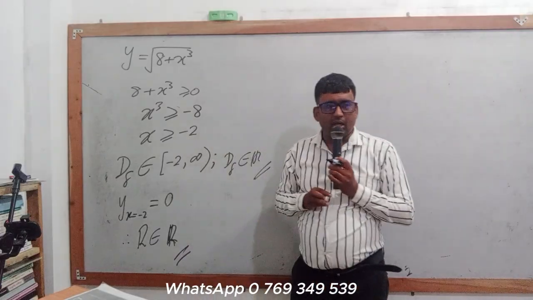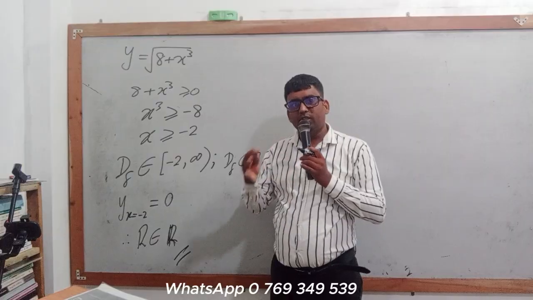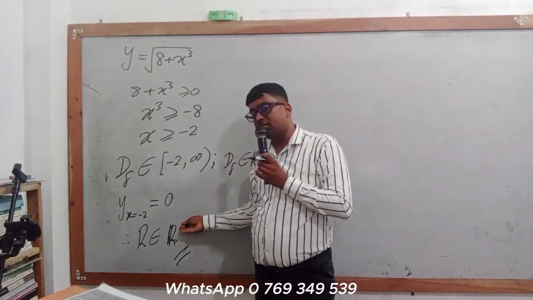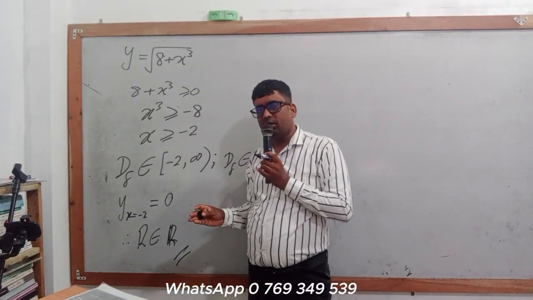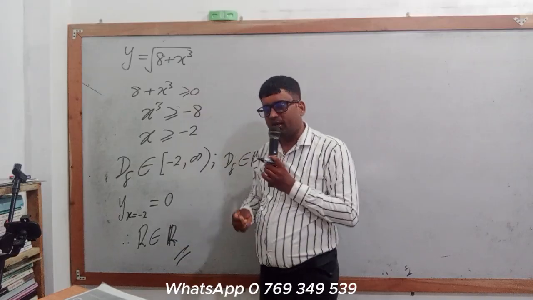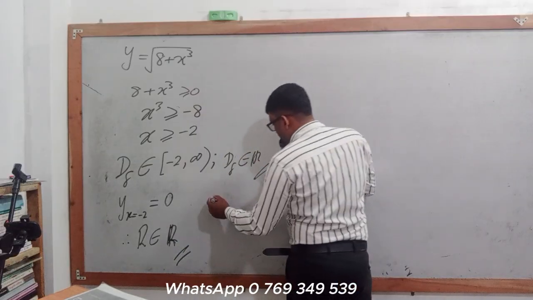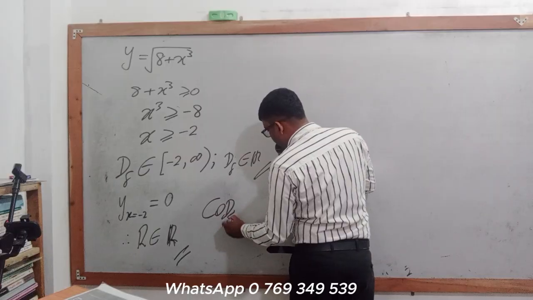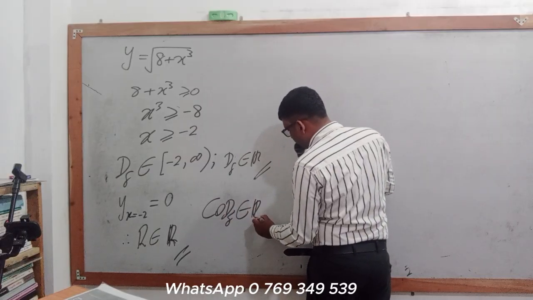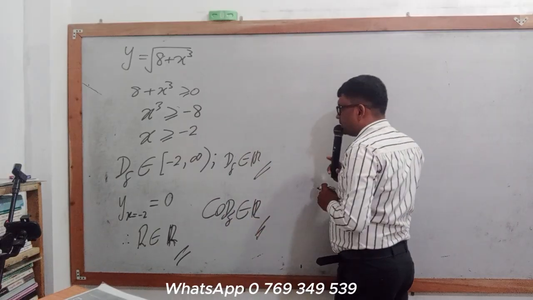Codomain. Codomain should be included. Range is a subset of codomain. No. Therefore, codomain also that one. Codf, that one also like that.